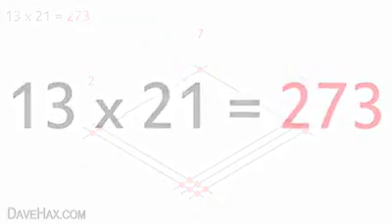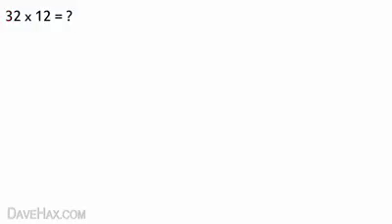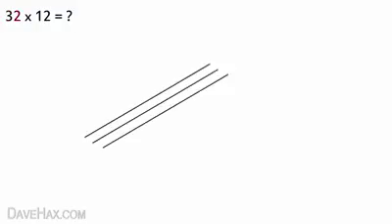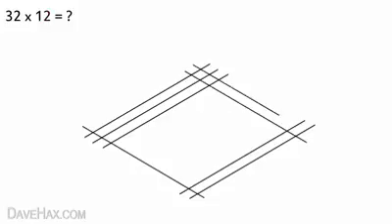Pretty cool, huh? So here's another quick example. 32 times 12. The first digit of the first number is 3, so we draw 3 lines here. The next number is 2, so draw 2 lines here. Then we have the multiplication sign, and the next number is 1, so draw 1 line from here to here. And the final number is 2, so draw 2 lines here. Then we mark out our 3 zones again.